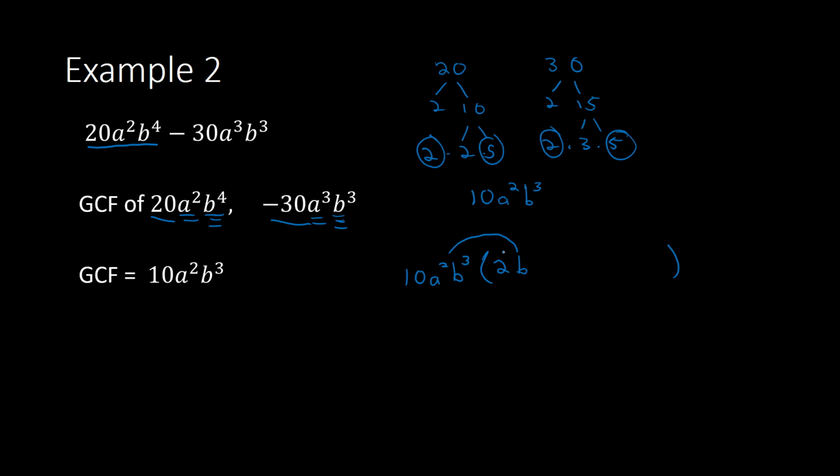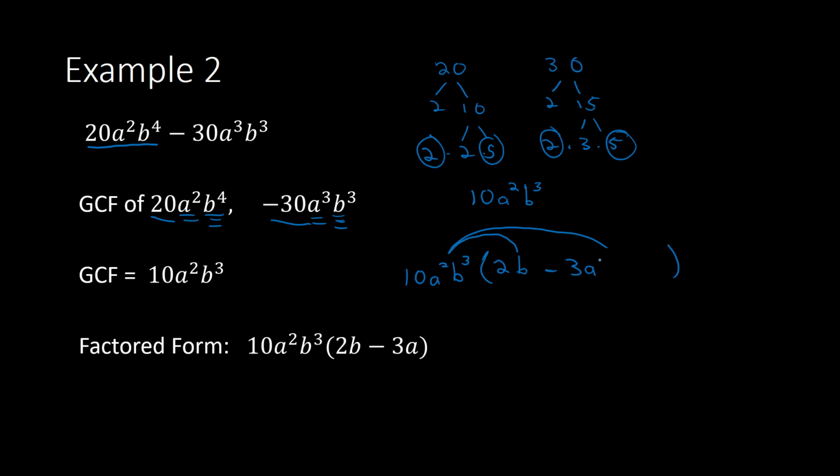And then we ask ourselves, what do we need to put in here to get our second term? And there's a minus sign here, so it's going to be minus over there. And then we say 10a squared b to the 3rd times what would give me 30a cubed b cubed? Well, 10 times a 3 would give me the 30. A squared times one more a would give me a to the 3rd. And then the b to the 3rd is good. We already have b to the 3rd here, b to the 3rd here, so that's going to be okay. So my solution would be as you see right there: 10a squared b to the 3rd times parentheses 2b minus 3a.